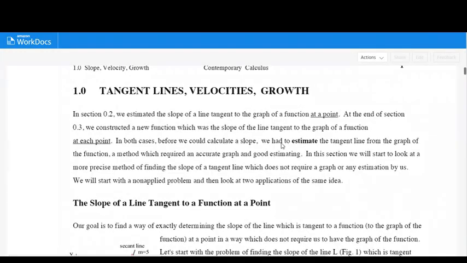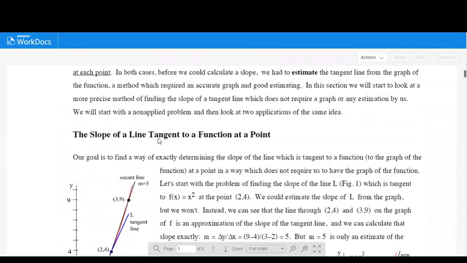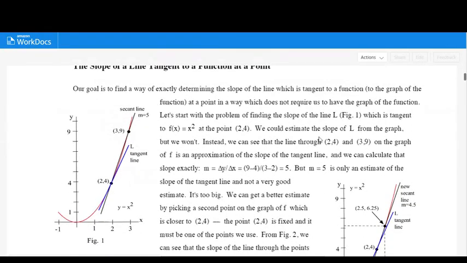So we are now on the last module for the midterm. So we have first, the slope of a line tangent to a function at a point.